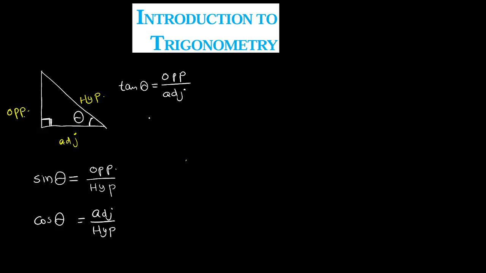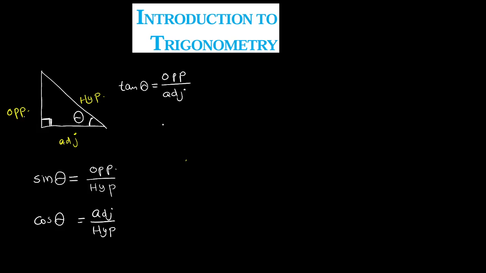Three ratios I have got: sin theta, cos theta, tan theta. You have to memorize all the ratios. Using these ratios, I told you, we are able to measure the height of a tower, the distance between 2 points. Lots of applications you will learn later, in the next chapter.